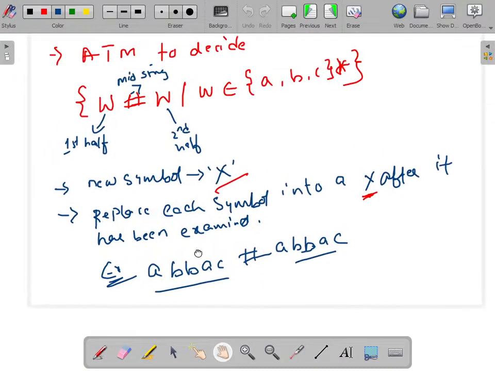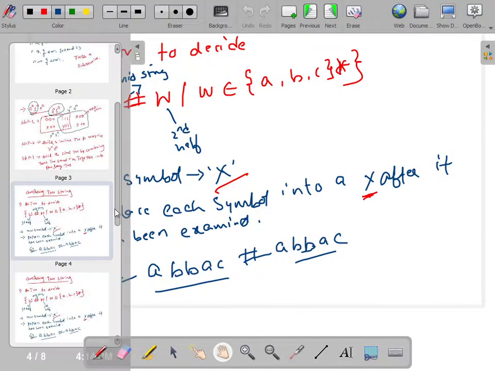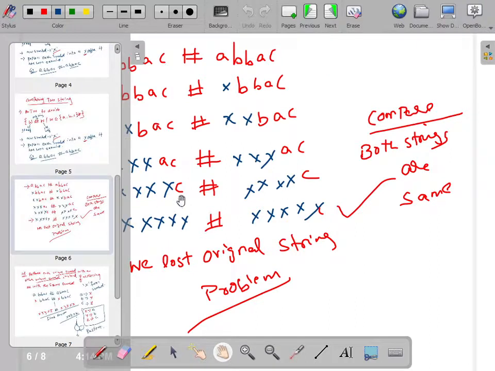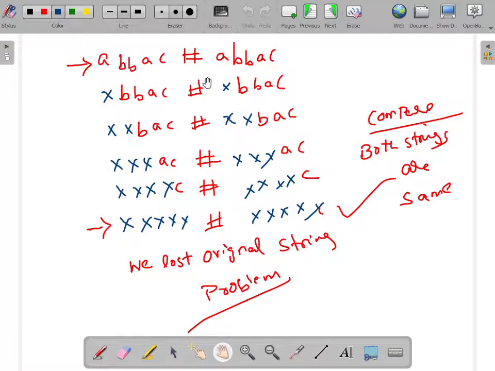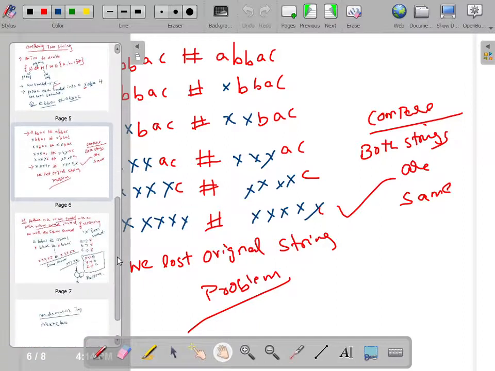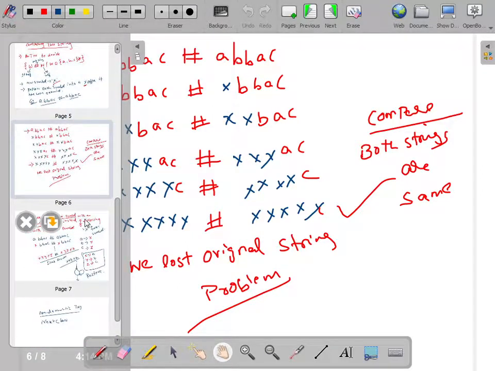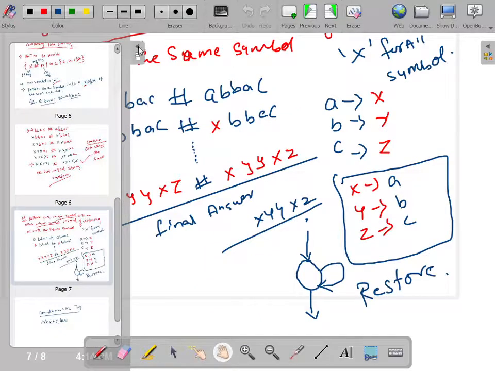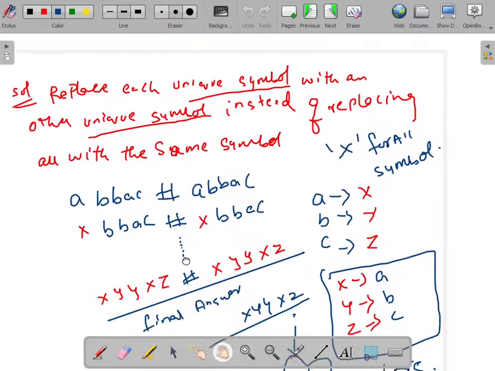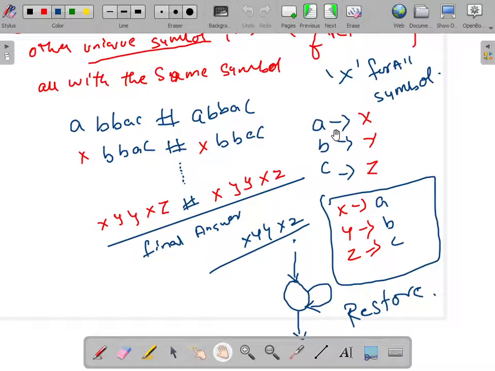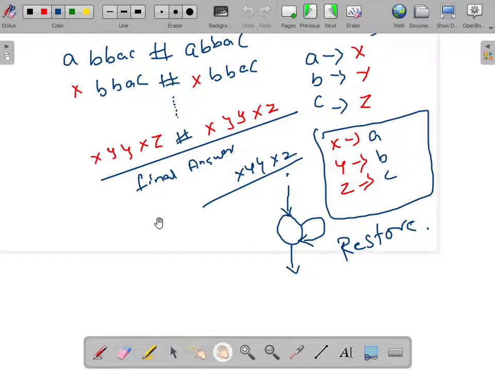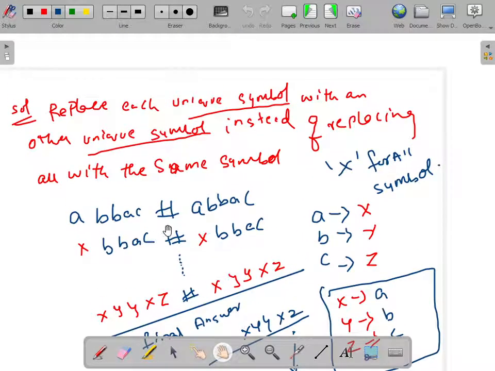Here we are creating the new string when we are comparing, and this is A B B A C. This is a comparison, and the problem was, what was the problem? We lose the original text. So for that we use the destructive algorithm or destructive technique, we can say, and with the help of this we change the unique symbol for an original symbol. So with the help of that we can restore the original text if we want.